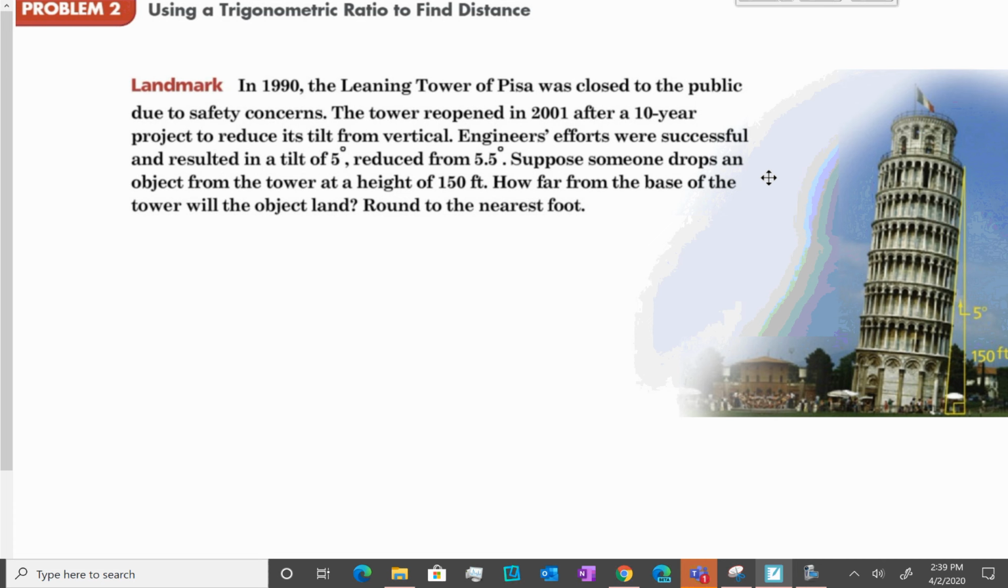Problem 2, we're going to use those trig ratios in order to find a distance. Okay, so you might not be able to see this. It might be a little bit hard. So here I have this little triangle right here. It's based on this image of the Leaning Tower of Pisa.